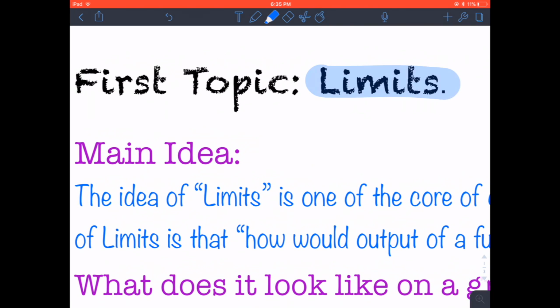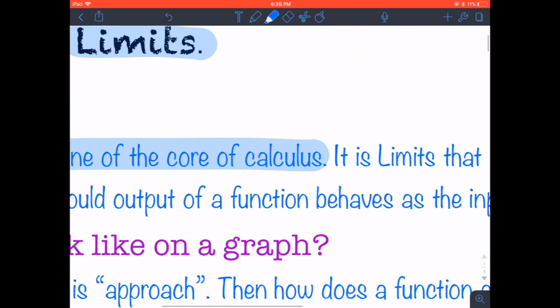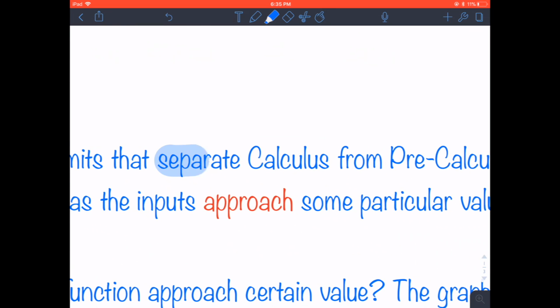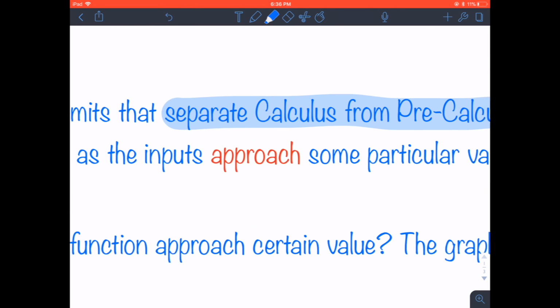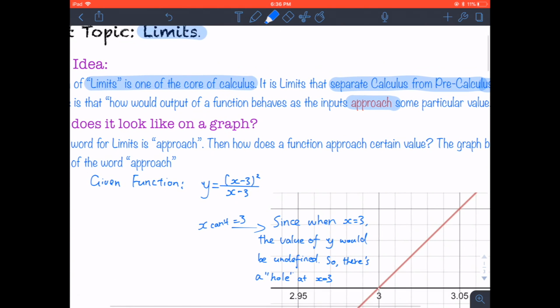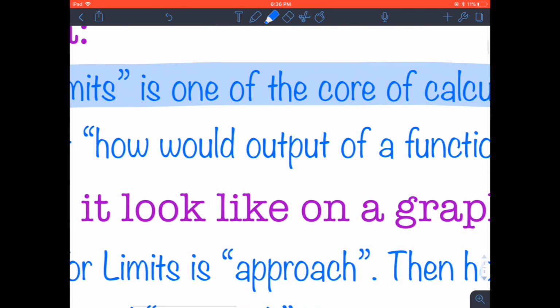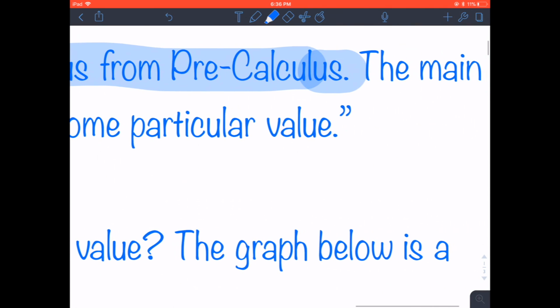So, what are limits? Well, limits are one of the core concepts of calculus, and they are also what separates calculus from pre-calculus. So what is this? Well, there's a keyword for the term limits: approach. The whole concept of limits is how the output of a function behaves as the input approaches some particular value?